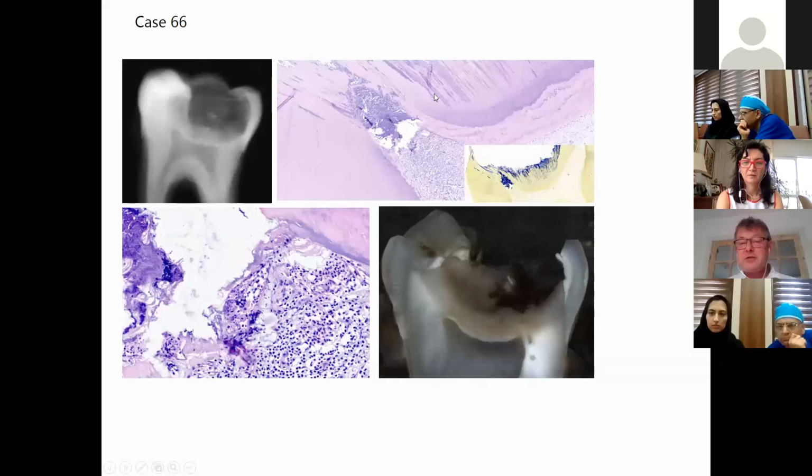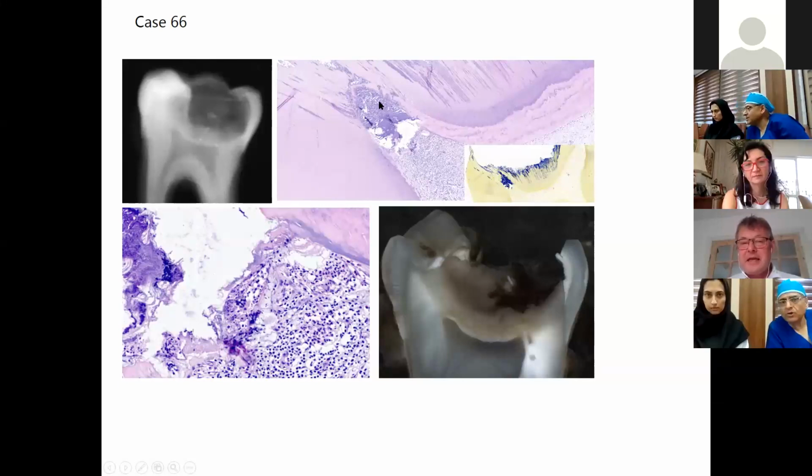I don't know whether you can see my cursor running. Can you see the cursor? We can see, yes, we can see your cursor as well.